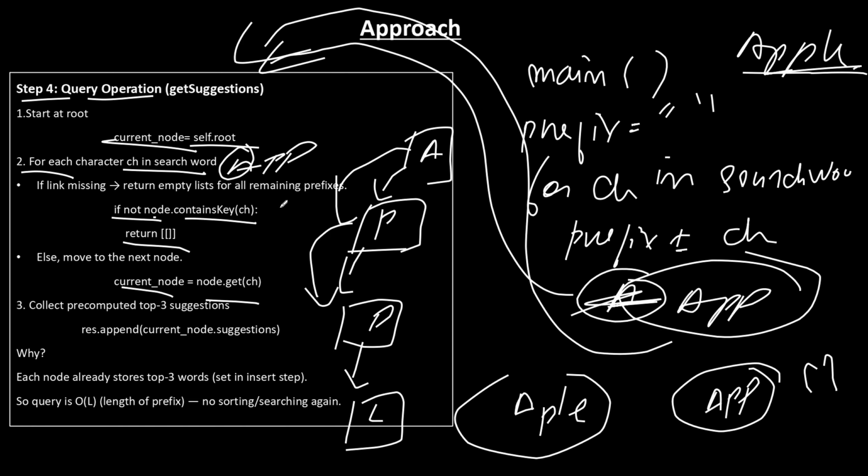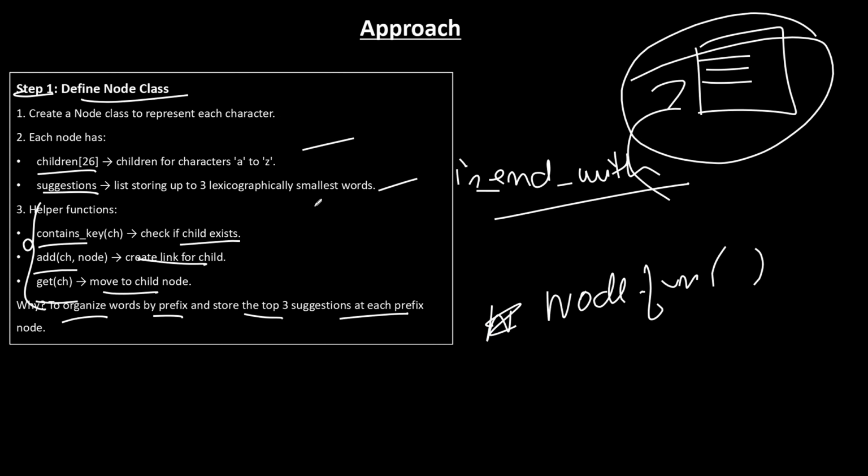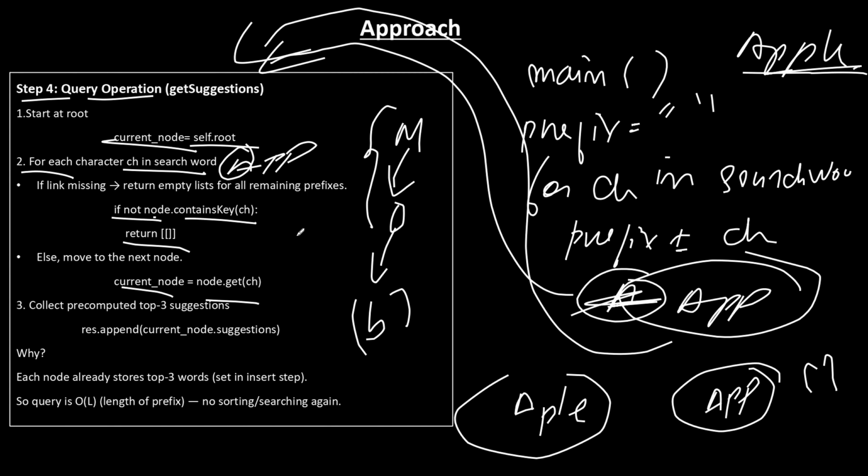Okay, and each time we move ahead, and whenever this iteration is complete, suppose the apple iteration is complete, or let's take the example of mouse itself. If we remember, if we have typed m, then o, then b. So if we had only the prefix mo, for mo we had mobile, moneypot, and monitor, right? For this mo, after completing this, we will return this result, and we will append it into our result array.